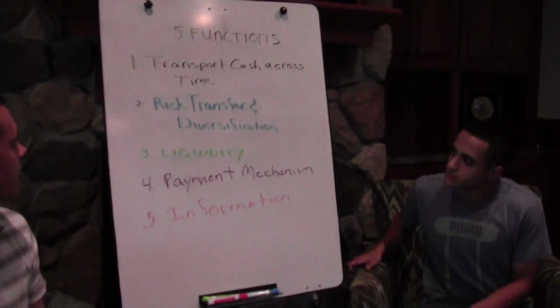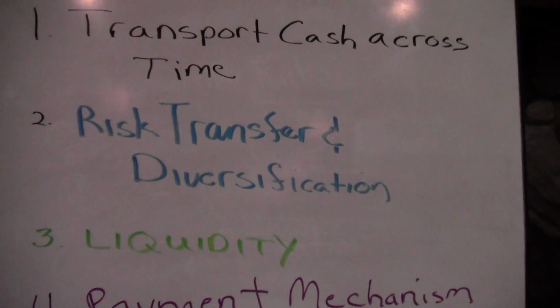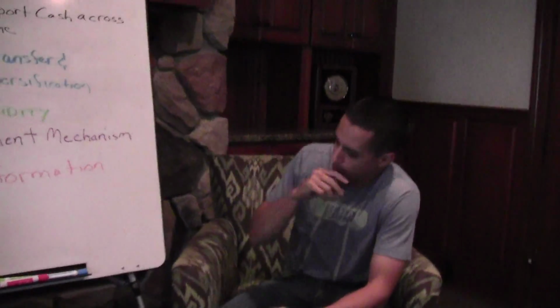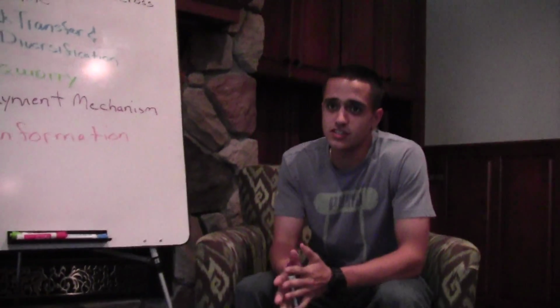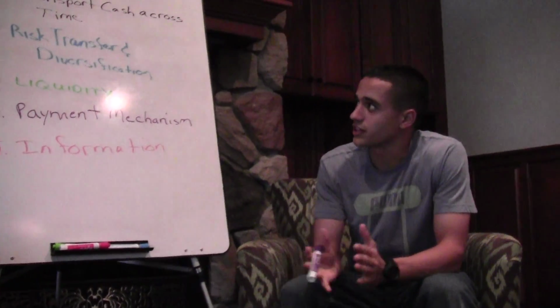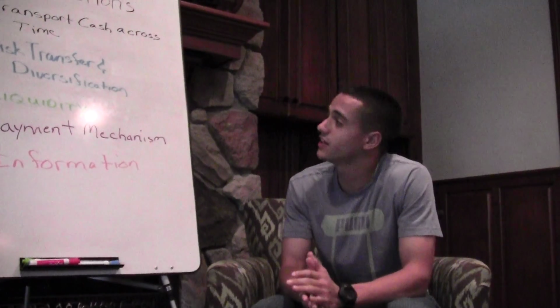So what we have for number 2 is risk transfer and diversification, and I'll let you describe that since you're good at that. Okay. For number 2 here, risk transfer and diversification is if you're just an everyday person collecting your paychecks and you're looking to turn your money over and maybe grow it a little bit.